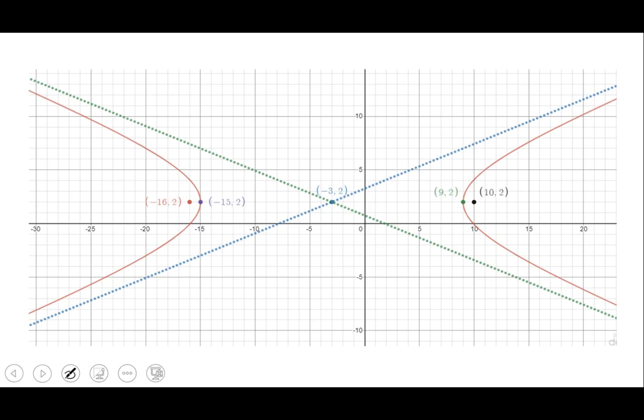So notice that this is the center of your hyperbola. Then 9, 2, negative 15, 2. Those are your vertices. Your foci, slightly outside.